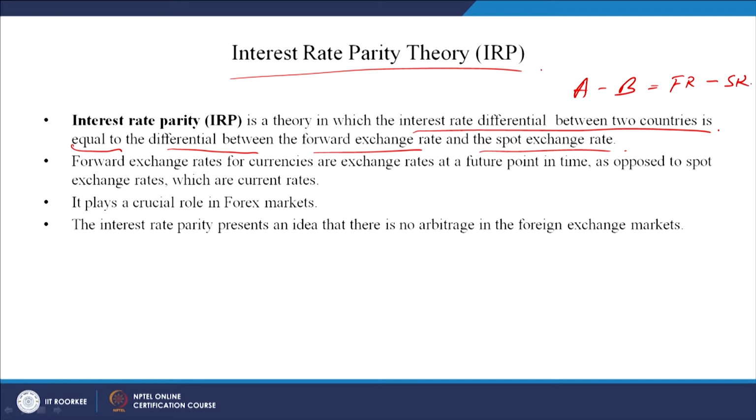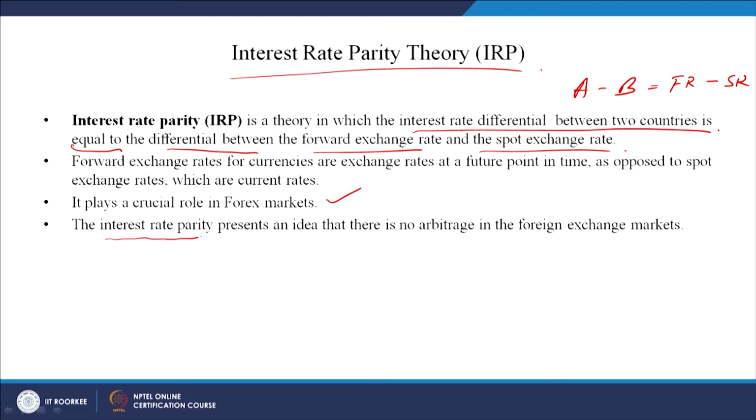This is what it says. Forward exchange rates for currencies are exchange rates at a future point in time, as opposed to the spot exchange rate, which is current. We have already learnt it. It plays a very crucial role in the forex markets because of its favorable and unfavorable situations, or the extreme change dynamism.